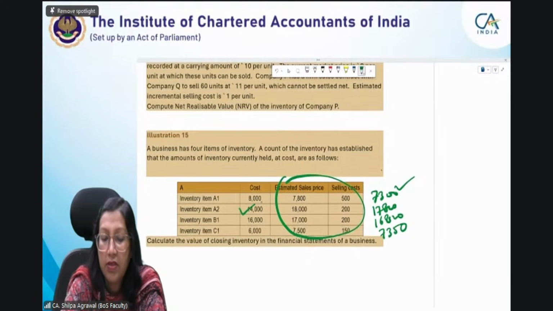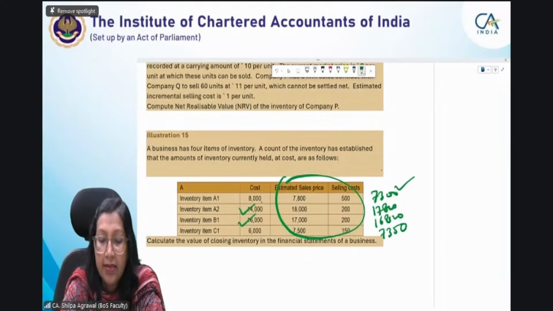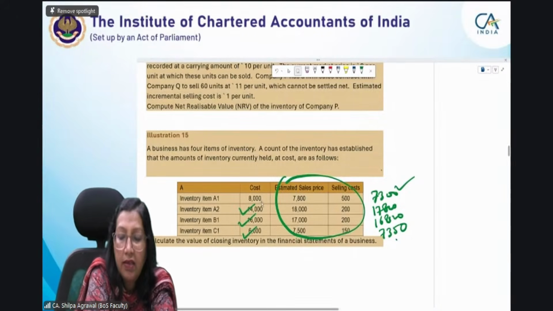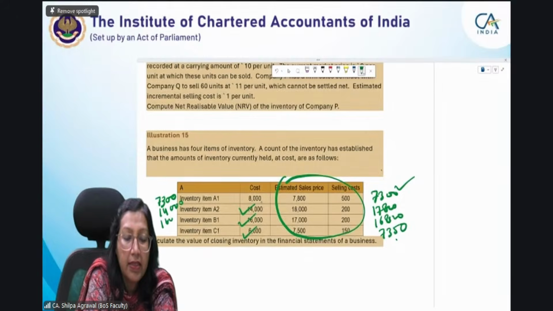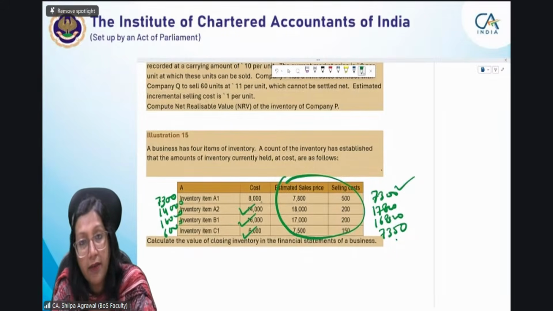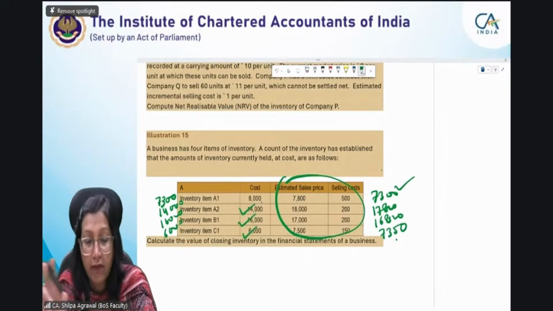16,000 or 16,000, 16,000 is less. And then 6,000 or 7,350, 6,000 is less. So we will be measuring inventory A1 at 7,300, inventory A2 at 14,000, inventory B1 at 16,000, and inventory C1 at 6,000. It is clear, item by item, separate identification will be done when we are able to identify the NRV of each item and the cost of each item. Comparison will be lower of cost or NRV item by item.